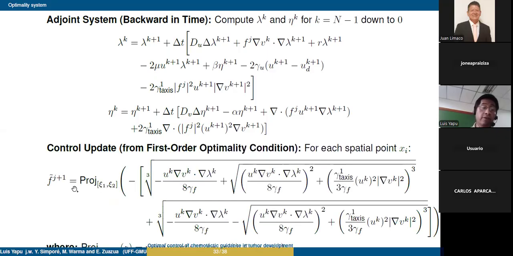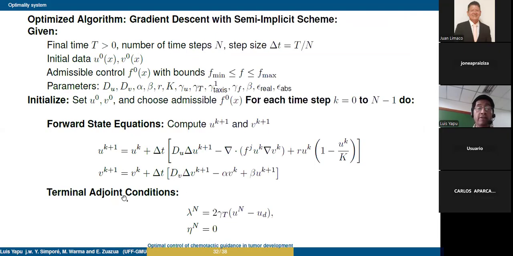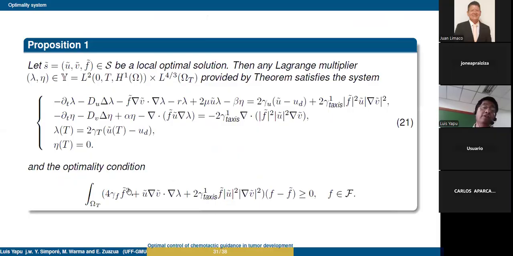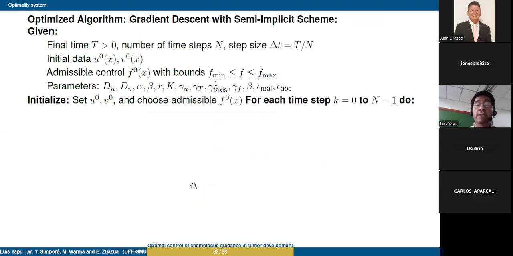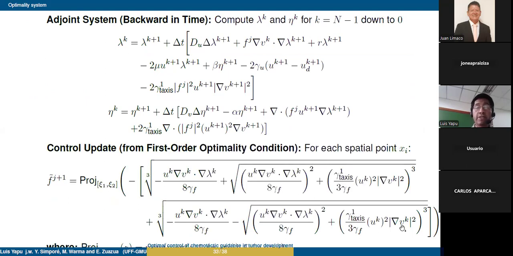And we have a complicated formula for the actualization of the controls, because we had this degree 3 equation for f tilde. Here we have f tilde. It's an equation of degree 3, and that explains this expression for the actualization of the control.